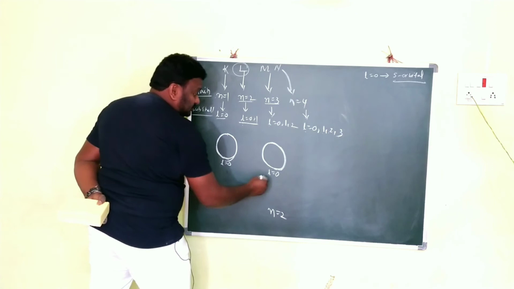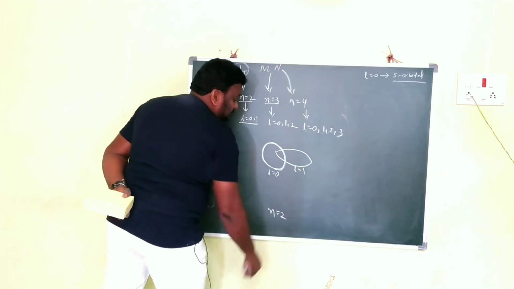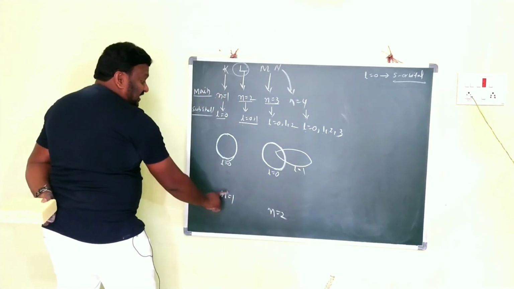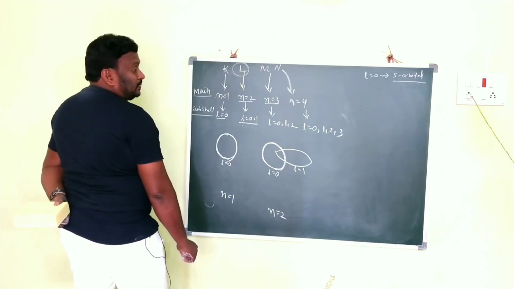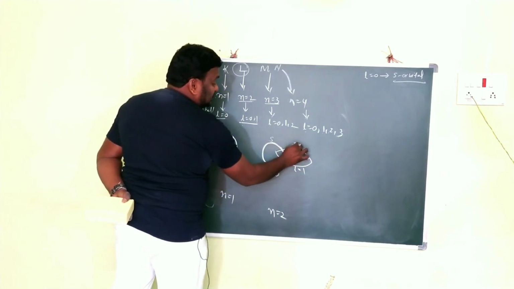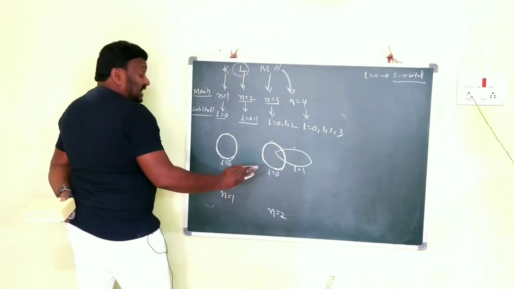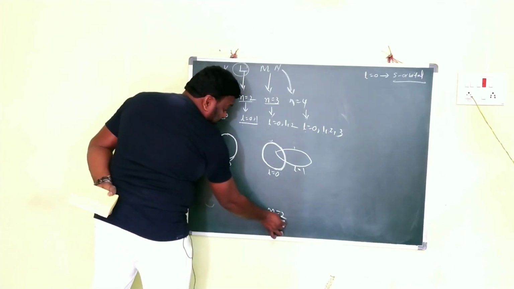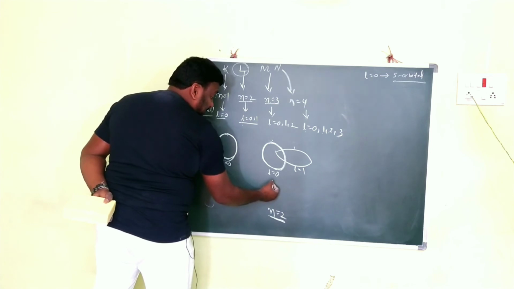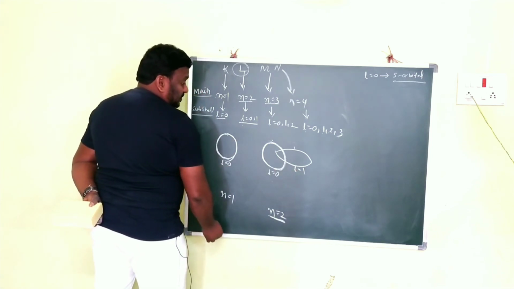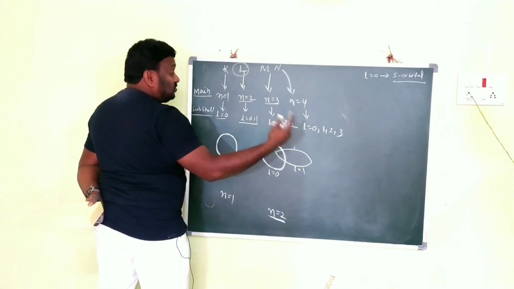Next, L is equal to 1. So this is the elliptical one now. Clear? For N is equal to 1, L is equal to 0. For N is equal to 2, L is equal to 0 and L is equal to 1. So one is an s orbital and one is a p orbital. Later we will discuss. In the examination point of view, for the N is equal to 2 shell, how many spherical orbitals are there? How many elliptical? 1 elliptical, and 1 circular or spherical. So the question will be asked like that.